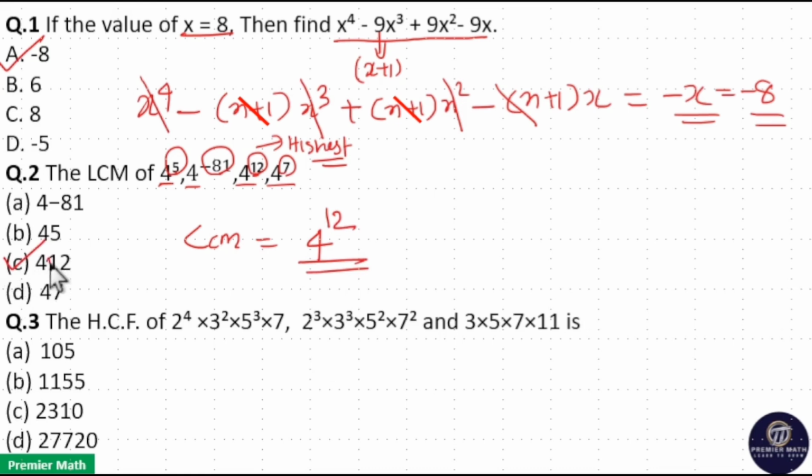This is 4 raised to 12. This is 4 raised to 5. This is 4 raised to minus 81. This is 4 raised to 7.